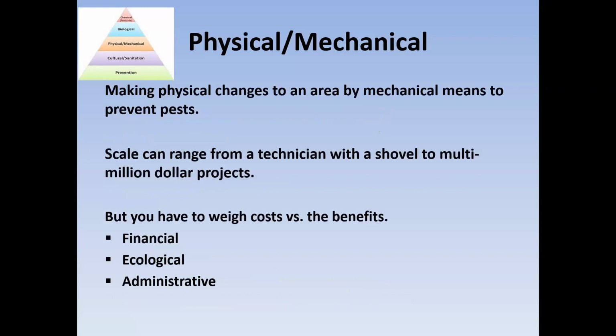The next level is physical mechanical, and that's basically making physical changes to an area by mechanical means to prevent pests. And that could be you with a shovel or multi-million-dollar projects. But you have to weigh, and this one's a little tricky because you have to weigh cost versus the benefits, because sometimes it can be financial. How much money are you going to sink into a project? It could be ecological. Are there sensitive species in the area, sensitive habitat, and administrative? Do you have to get permits to do what you're doing, or can you just go out and do it on your own?